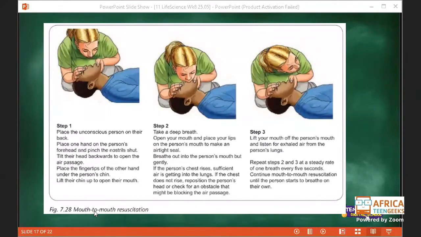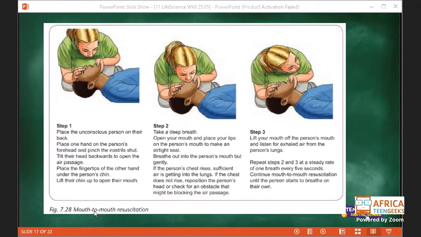All right, now let us go back to step 2. We're taking in a deep breath, right? And then you open your mouth, place your lips on the person's mouth to make an airtight seal. Breathe out into the person's mouth, but gently. And then if the person's chest rises, sufficient air is getting into the lungs.